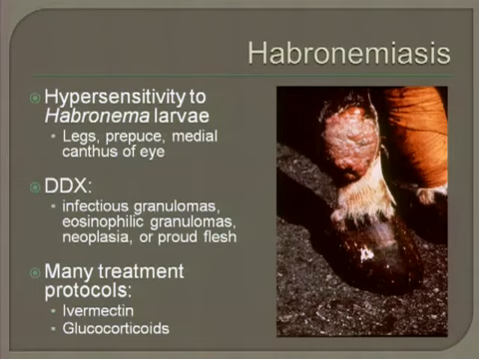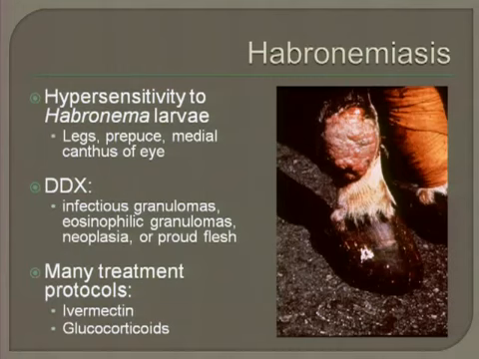So it's important to remember that these are differential diagnoses for these lesions. But in addition to that, you can actually have habronemiasis superimposed upon any of these conditions, because certainly if you have a neoplastic condition or proud flesh or an infectious granuloma, flies are obviously going to be attracted to that. So it's entirely possible that Habronema larvae will be deposited on top of any of these other lesions.